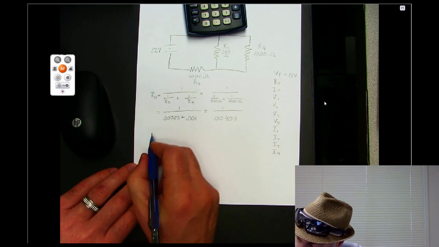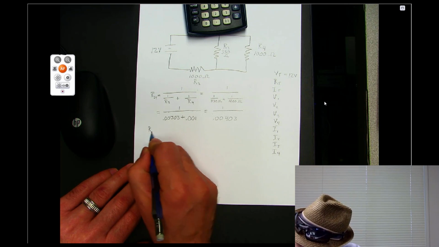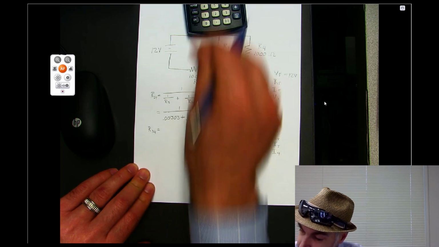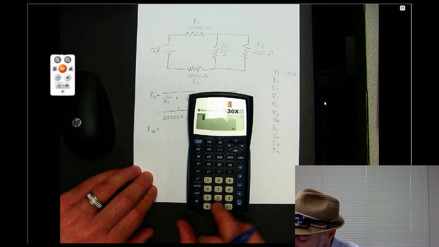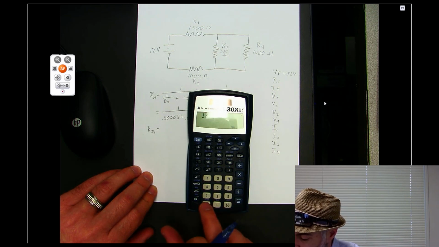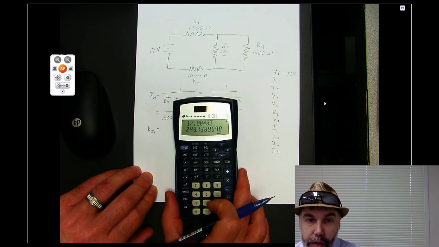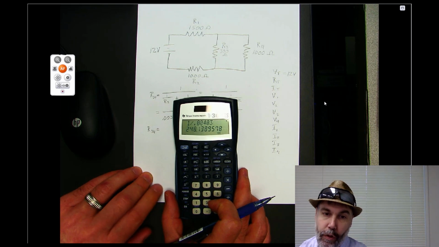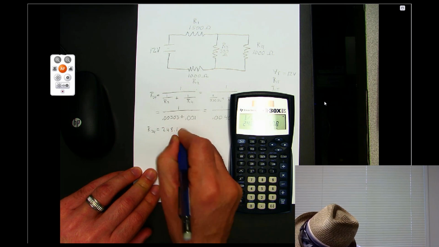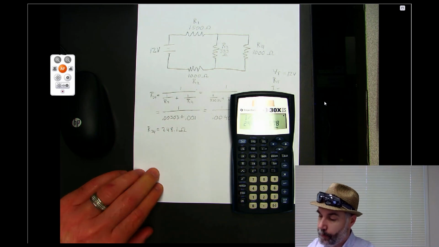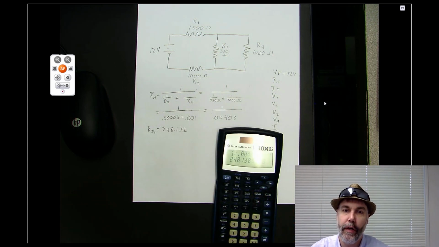So then I can say R34 equals, and then I just do that division. So I say 1 divided by 0.00403, and that comes out to be 248.1 ohms.